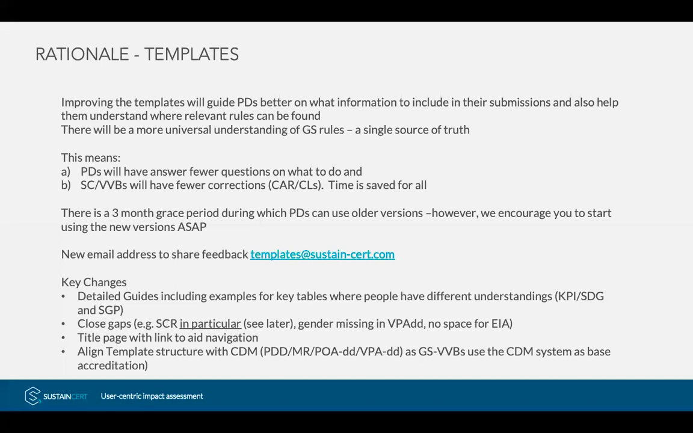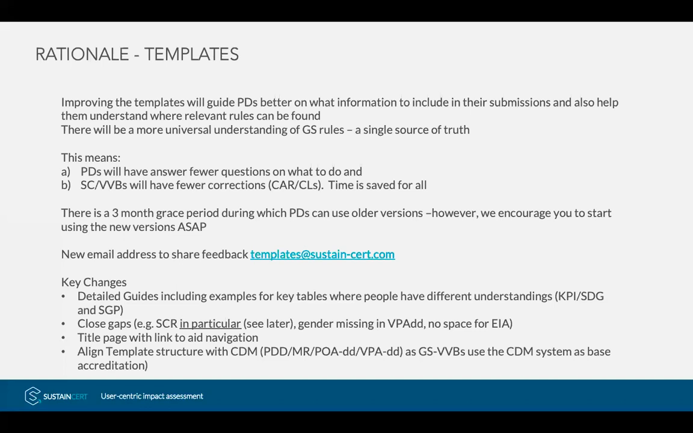So the first thing to point out is that there is a 3-month grace period for these new templates. They were published on the 13th and 14th of October. You can still use the older versions. However, we encourage you to start using the new versions as soon as possible. We hope to convince you of that during this presentation. We hope these will be of benefit to you, and it's in your interest to switch as soon as possible.